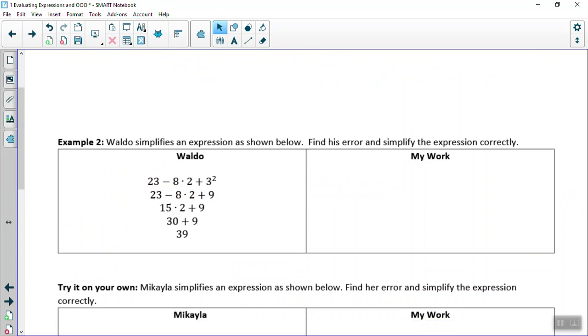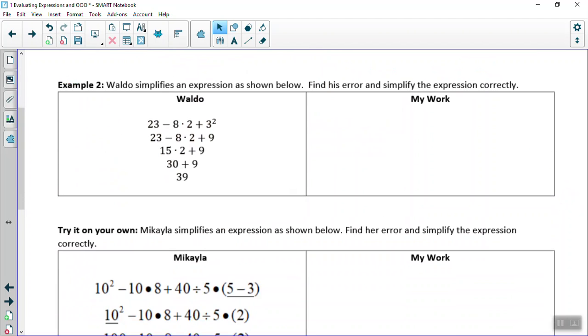Okay, let's take a look at example number 2. Waldo simplifies an expression as shown below. Find his error and then simplify the expression correctly. All right, so let's see what happened here. So, first thing, it looks like to get from here to here, the only thing I see that changed was this 3 squared became 9.